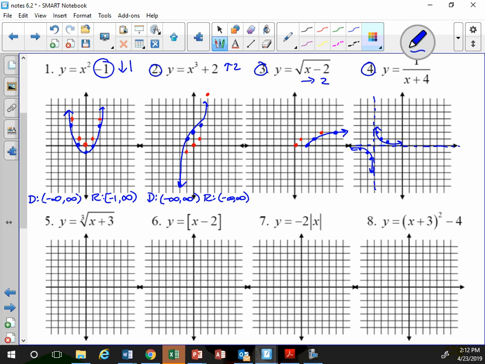Here's my new graph. What's my domain going to be? 2 to infinity for the domain, right? Because it shifts right. And then what about range? Yeah, that one stays 0 to infinity. Okay.